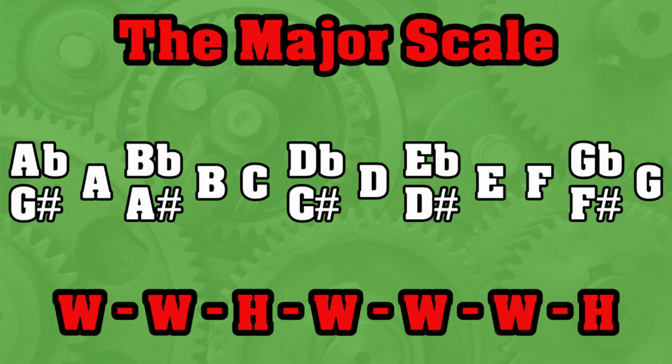Modes is one of those music theory concepts that people tend to have a bit of trouble wrapping their heads around. So let's make it as easy as possible and choose the major scale that has no sharps, no flats, just nice, easy notes. C, D, E, F, G, A, and B.